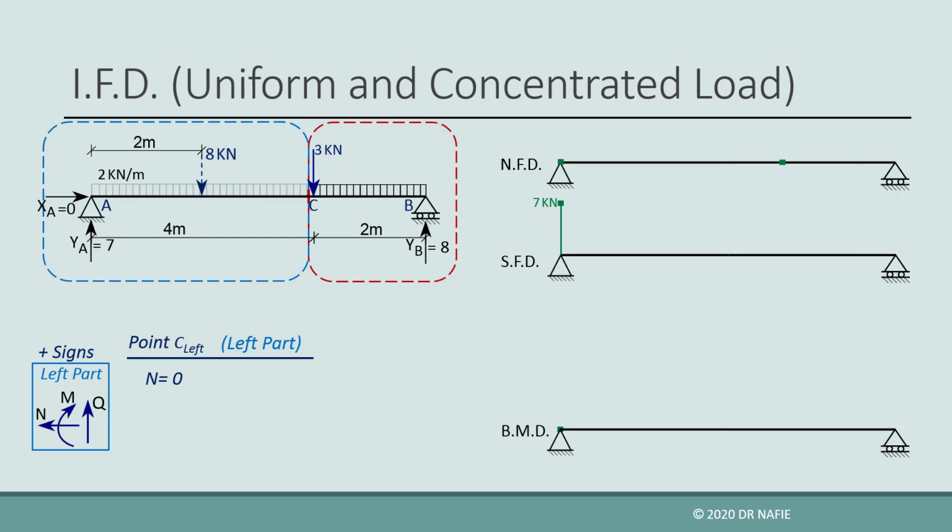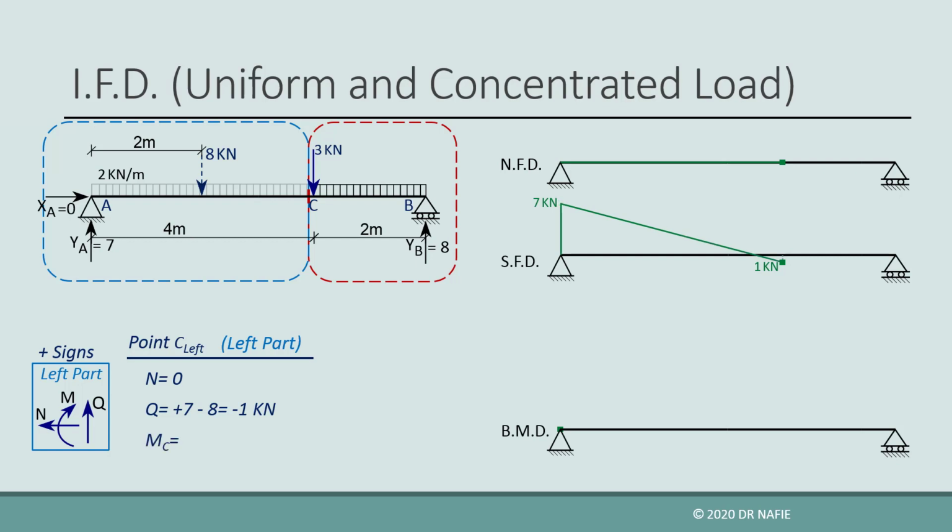The normal force will be 0 as before. The shear force will be the sum of all the vertical forces in the left part, which will be positive YA and the negative 8 kN equivalent force, giving a value of negative 1 kN for the shear. We draw the value in the shear diagram and connect it to the value at point A using a straight line.